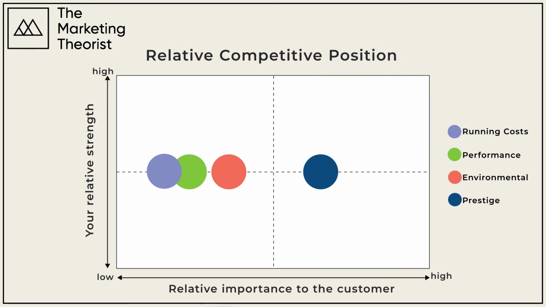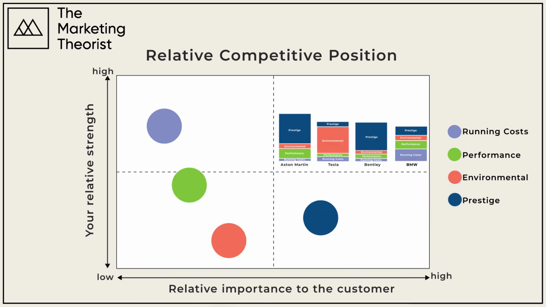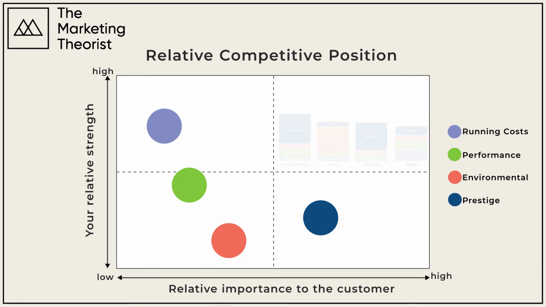Now the y-axis is our relative strength versus our competition in each of the criteria and reflects the bar chart that we've just created. So the higher we are, the better our relative strength. So we have a strong position in running costs, which unfortunately is the thing that they care least about. And what they do care about, which is prestige, we have a fairly low position.